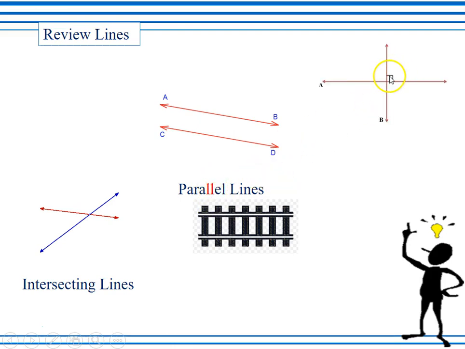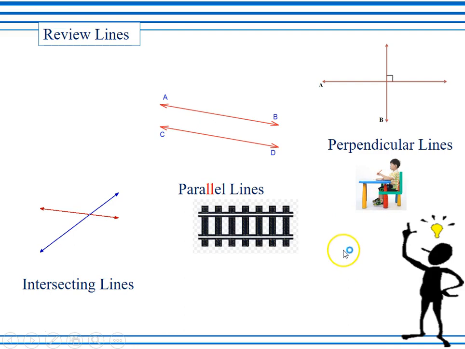And with perpendicular lines, we have 4 right angles made. And so I always remember perpendicular lines is when you sit upright. Here is your 90-degree angle. So there was our quick review.